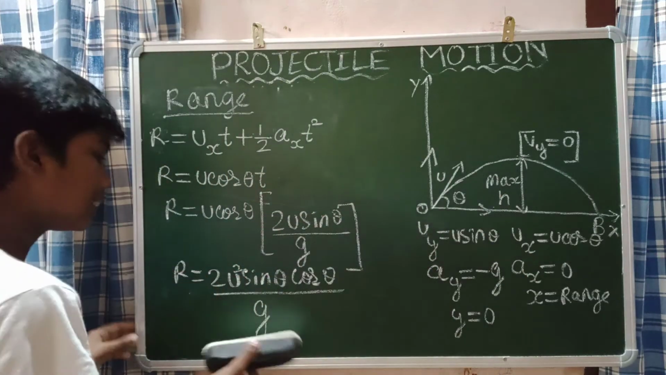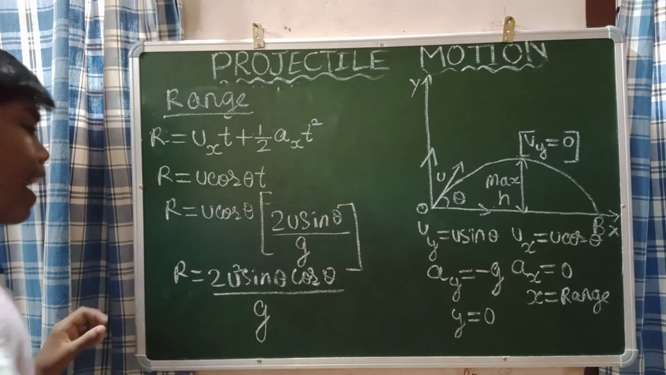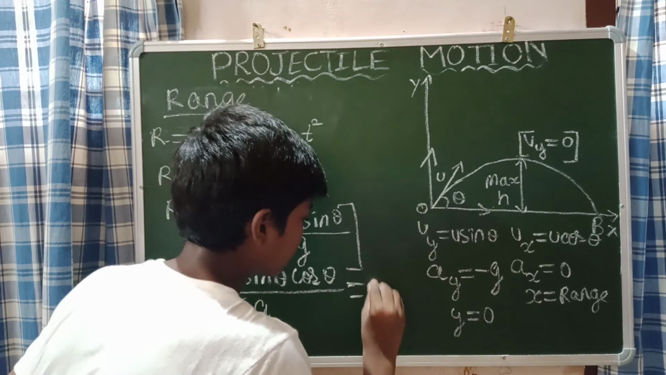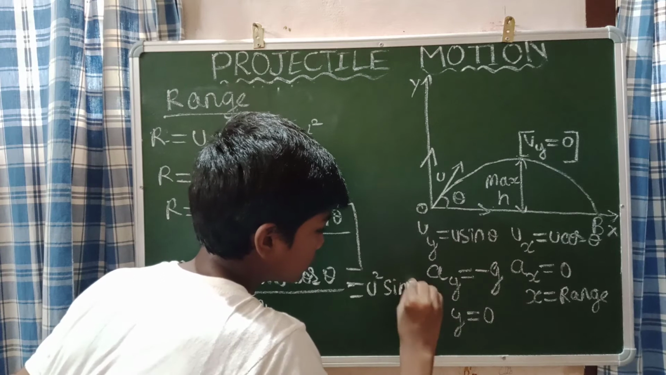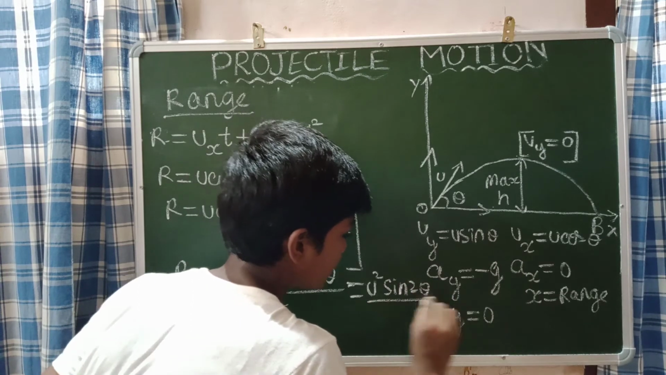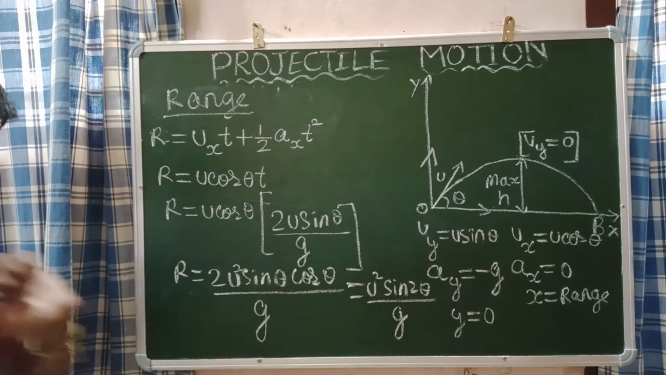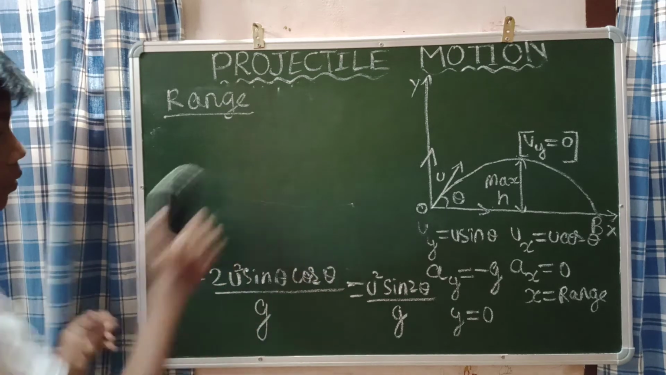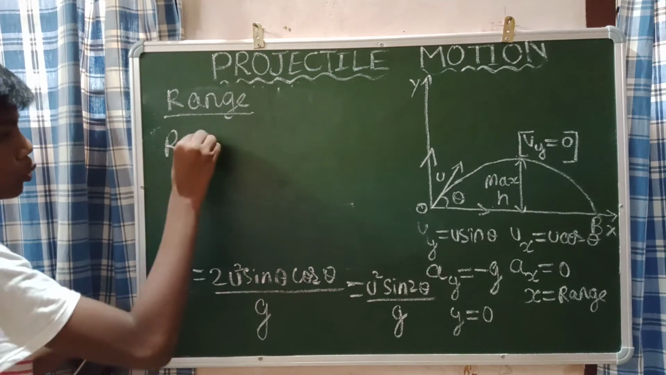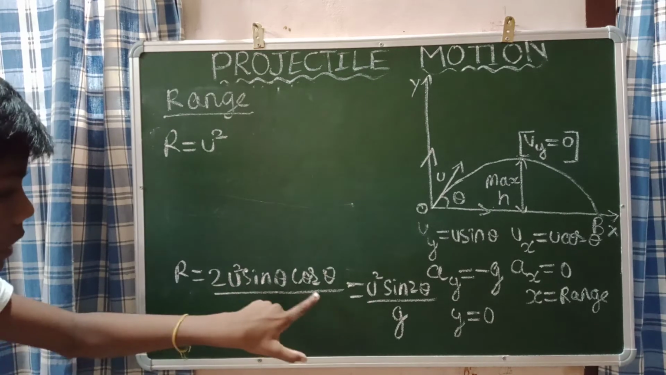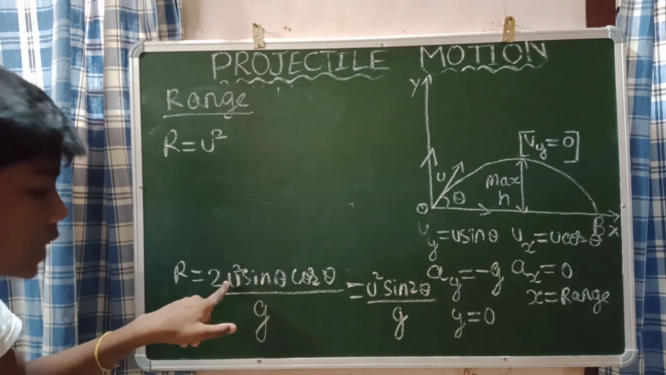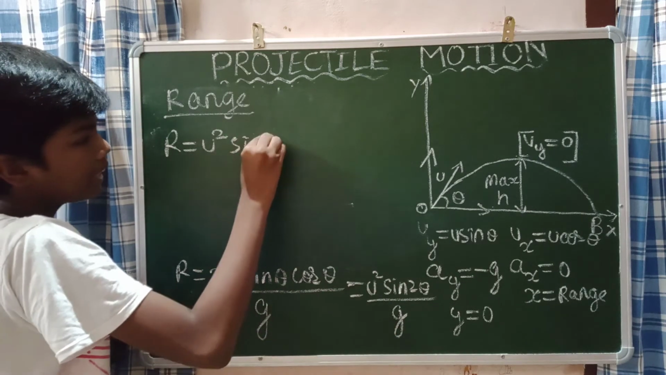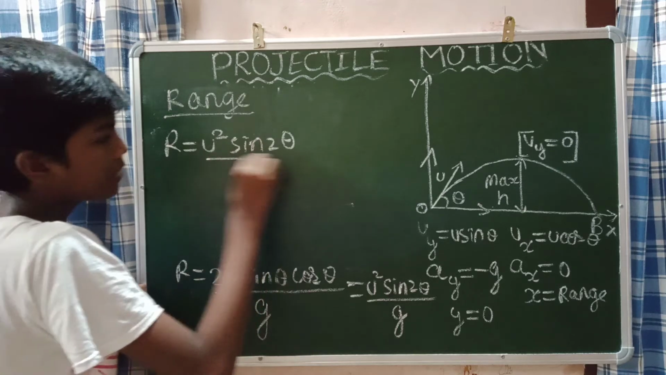So instead of 2u square sin theta cos theta, I can write it as u square sin 2 theta divided by g, which gives the range. I will write the formula above, because it will be confusing. So range is equal to u square, and 2 sin theta cos theta is sin 2 theta, with u square remaining. So u square sin 2 theta divided by g gives the range.